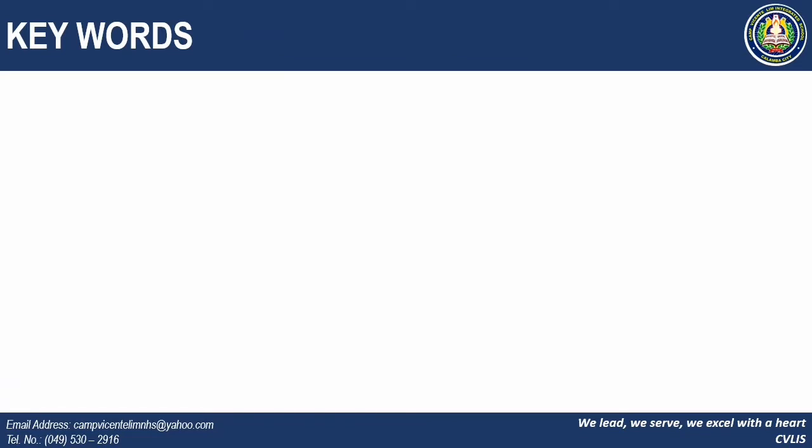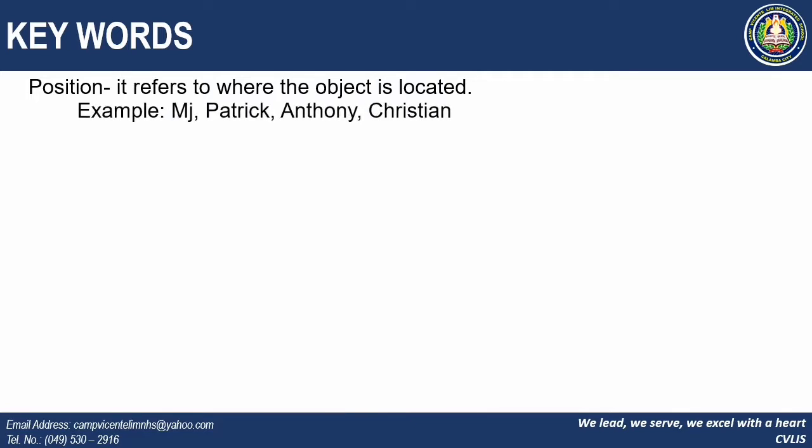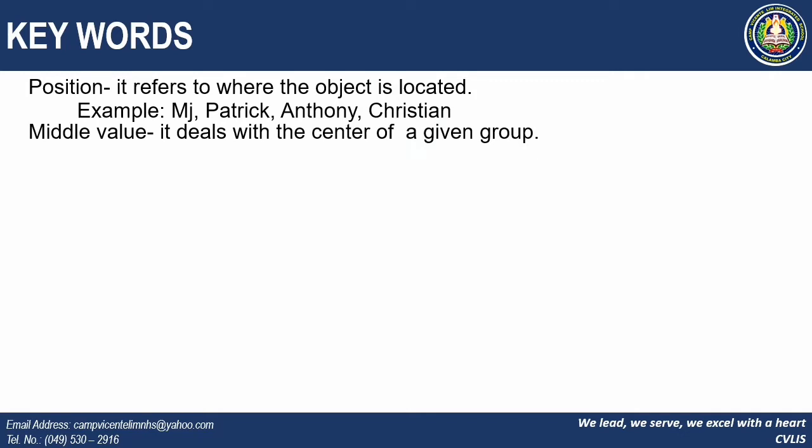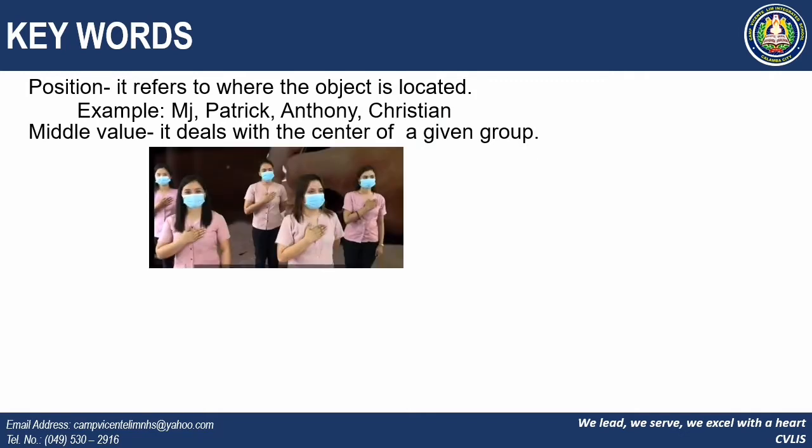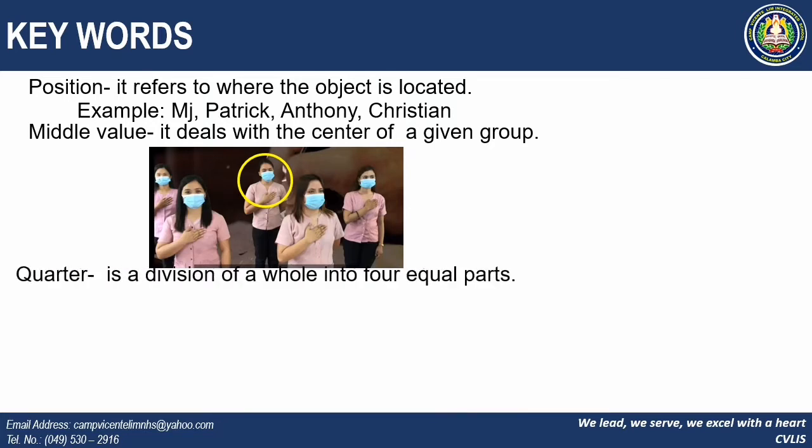For today's keywords, position refers to where the object is located. For example, in the list of names of 4 students, MJ comes first, Patrick second, Anthony third, and Christian is the fourth. Middle value deals with the center of a given group. As you can see in the picture, a teacher who is singing the national anthem is at the middle, so that is what you call the middle value.